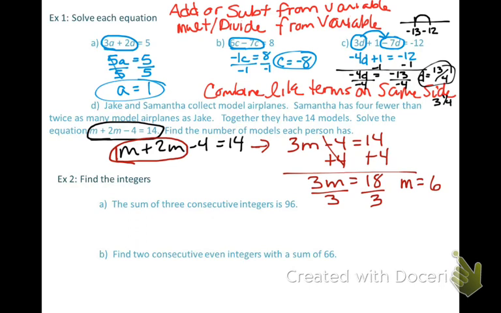So 6 is Jake. And Samantha, or Sam, is 14 minus 6. So that would be 8. So she has 8 and he has 6. Okay, example 2.